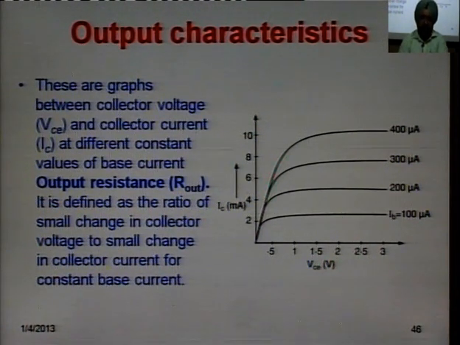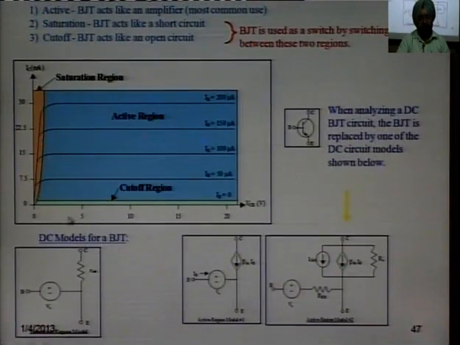You can define output resistance here. At the output we have collector emitter voltage and collector current. So the ratio of small change in collector voltage to small change in collector current, keeping base current constant, is what is called output resistance. This is another graph that shows you the output characteristic.